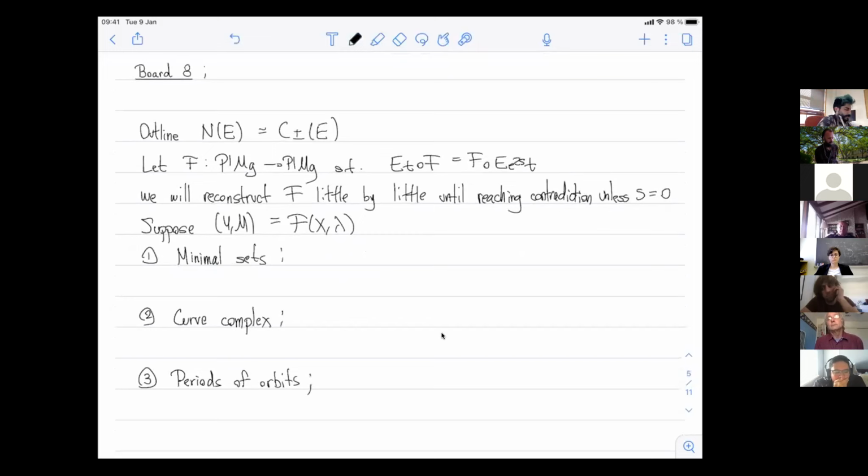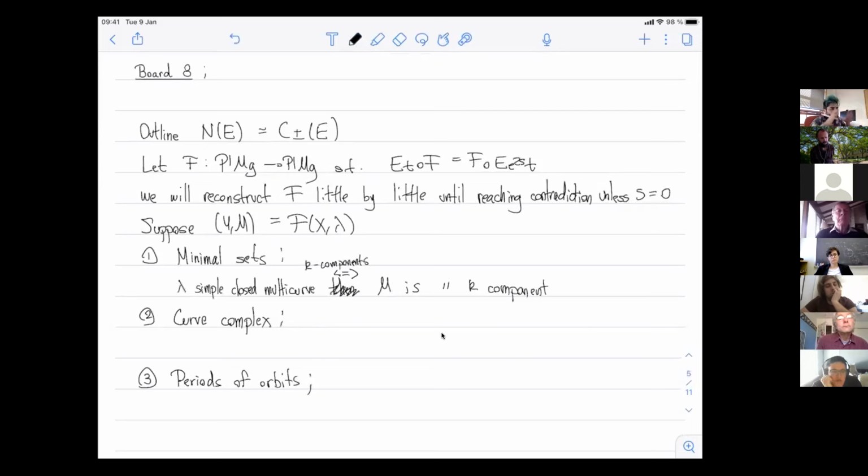And to exemplify the flavor of this reconstruction, we're going to see that if lambda is a simple closed multicurve, and perhaps this step is the most important of all, a curve with several components, or a multi-geodesic if you want, then, and only if, mu is a simple closed multicurve. It'll be even stronger: if this curve has k components, this curve will also have k components.